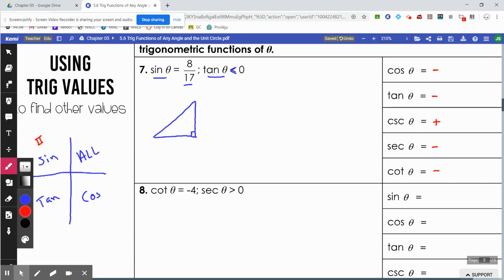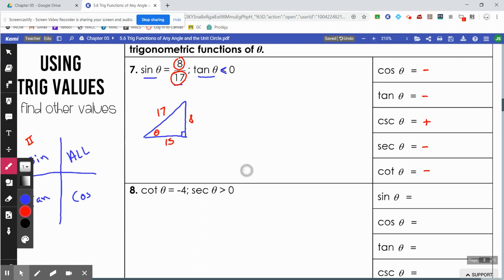Now, how do we find the rest? Here's theta. Just draw your little right triangle. Since the sine is opposite over hypotenuse, label it. Opposite over hypotenuse is 8 and 17. Pythagorean theorem, a squared plus b squared equals c squared, will give you the value of b. 64 plus b squared is equal to, I believe, 289. Work that out and you get a b value of 15. So now you've got your triangle labeled.